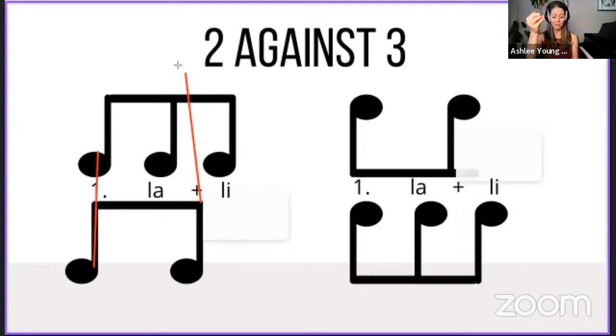I can actually say both subdivisions. I'm counting a triplet at the same time that I'm counting an eighth note, and I'm able to account for both in my counting, which is pretty fantastic.